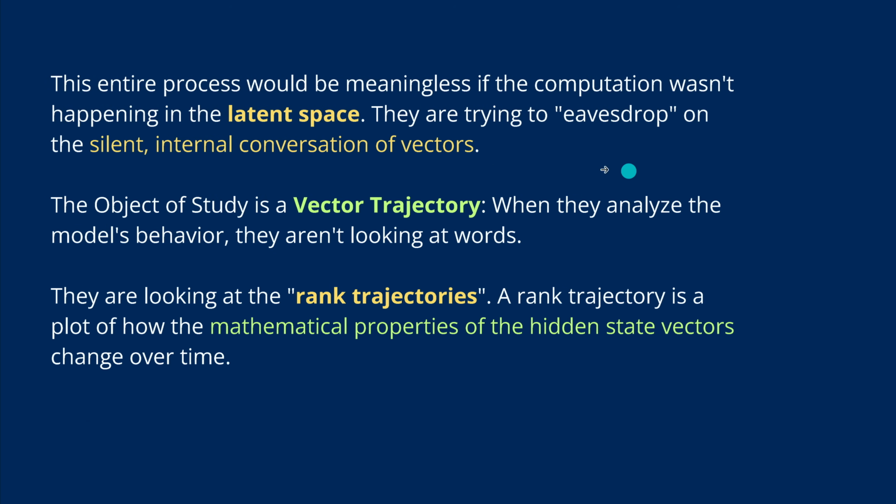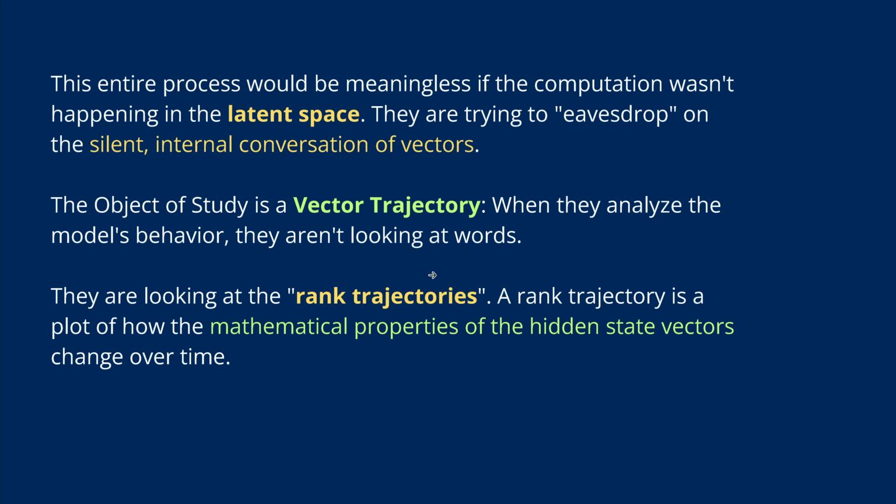So, the entire process would be meaningless if the computation wasn't happening really in the internal transformer space, the, if you want, recurrent space, the latent space. So we are now trying to eavesdrop on the silent internal conversation of the vectors that constitute the layers. The object of our study is a multidimensional vector trajectory. They analyze the model's behavior, and we are not looking at words. We are just looking at how the vectors change, and we are looking for rank trajectories.